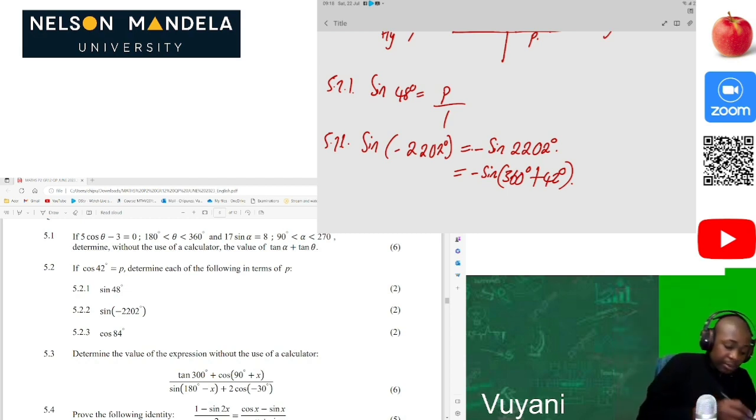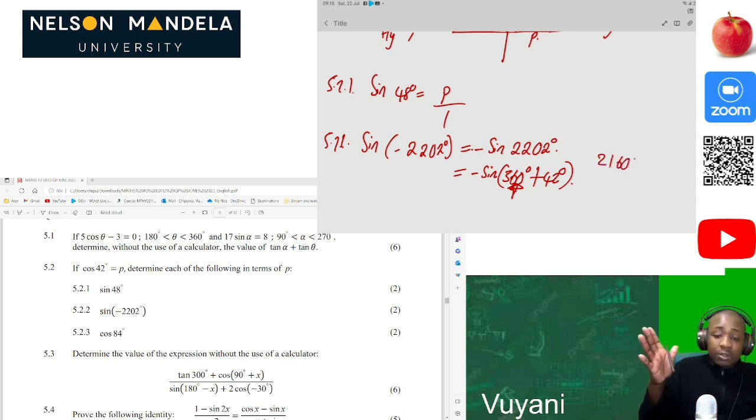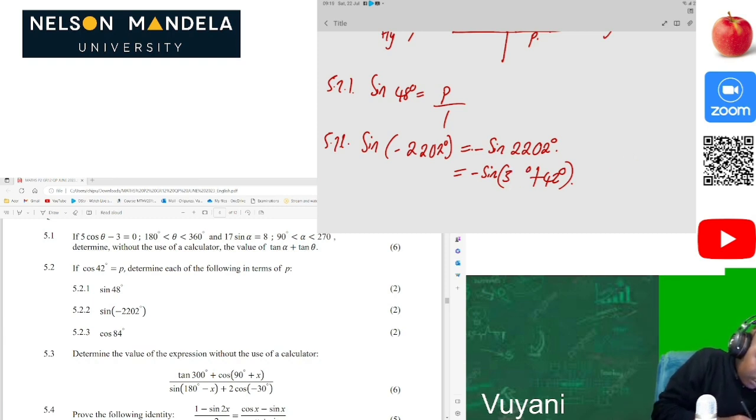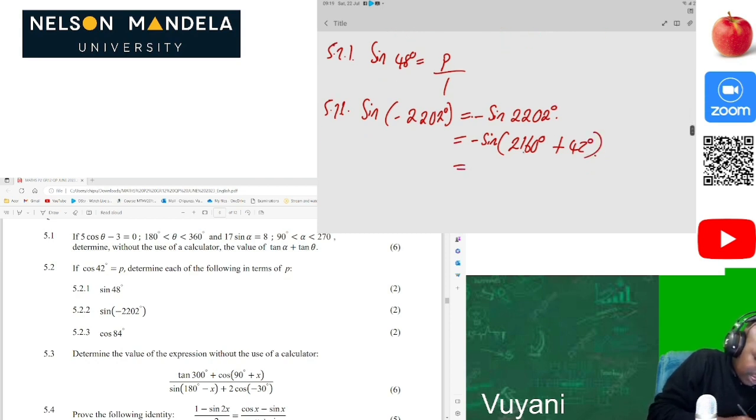Initially I just used 360, which is what we are used to, but here you could have used 2160. This is the fifth revolution. A complete revolution is 360, so we are adding 360 plus 360 plus 360 plus 360 so that we can get near the angle which we want. So this is the same as sine of 2160 plus 42 degrees. Then we can get this angle, and of course we know that this is in the fourth quadrant, so this is in the first quadrant.